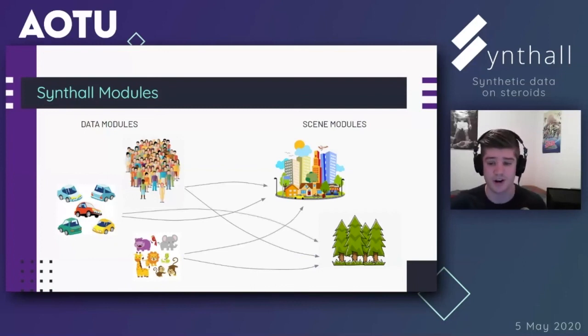If we want to detect cars in a forest, that might also be something that's a little bit harder to find, a little bit harder to take pictures of, but something that we can still very easily see and generate with synthetic data in Synthall.